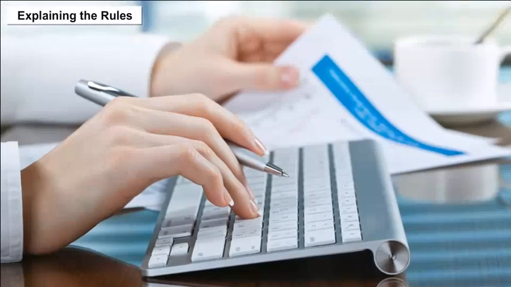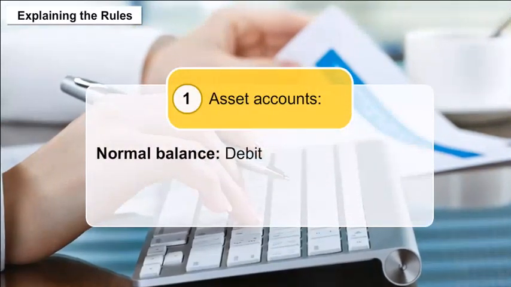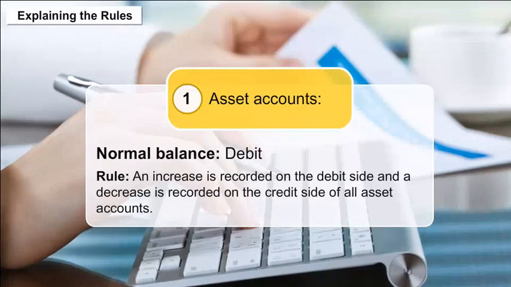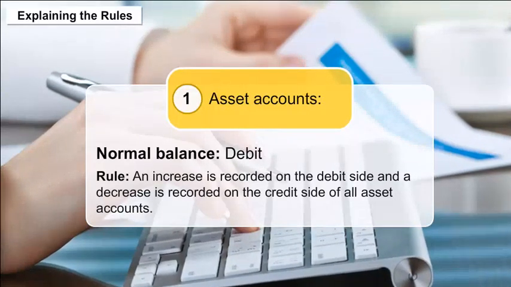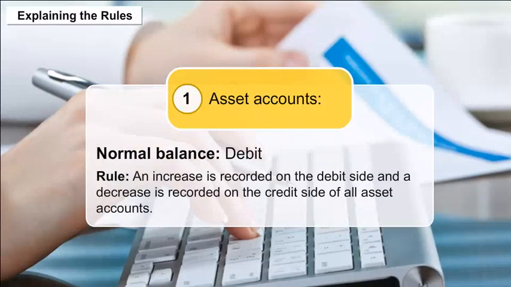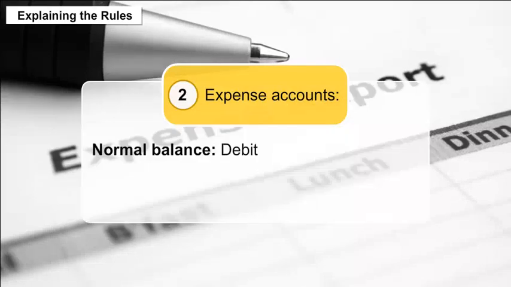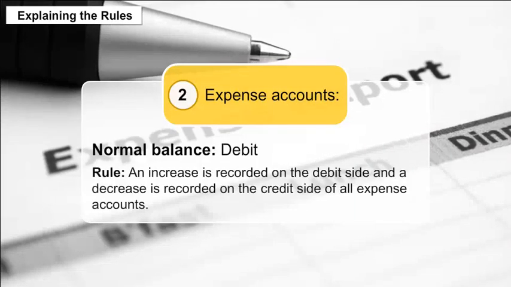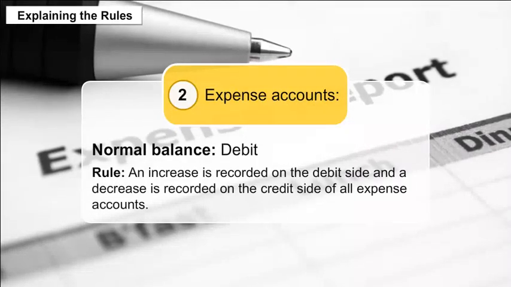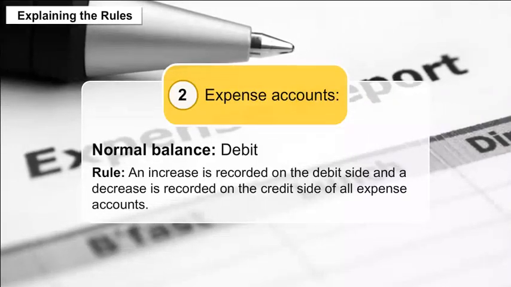Explaining the rules. 1. Asset accounts, normal balance, debit. Rule: an increase is recorded on the debit side and a decrease is recorded on the credit side of all asset accounts. 2. Expense accounts, normal balance, debit. Rule: an increase is recorded on the debit side and a decrease is recorded on the credit side of all expense accounts.